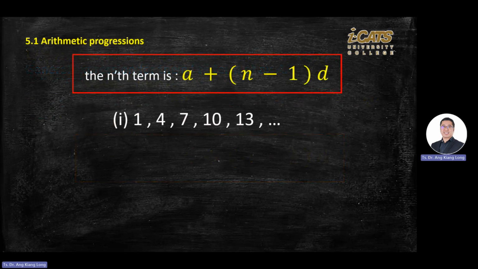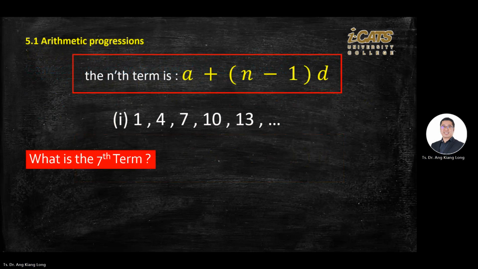So a is the first number, and d is the difference. How do you get the d? You take the second minus the first, or the third minus the second, and so on. It must be the same. So how do you check it is an arithmetic series? You need to check at least two sets. So 4 minus 1, you get 3. Then you can randomly check, you can take 7 minus 4, or 10 minus 7. You need to check twice. If the first set you get 3 and the second set you get 4, then it's not arithmetic. It must be consistent.